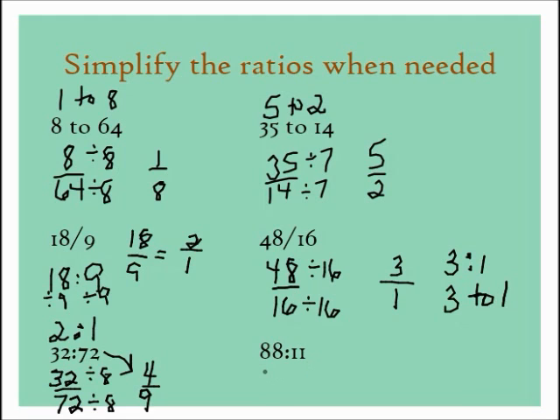88 to 11. Now these are both divisible by 11. Our final ratio would be 8 to 1, or 8 colon 1, or 8 to 1.